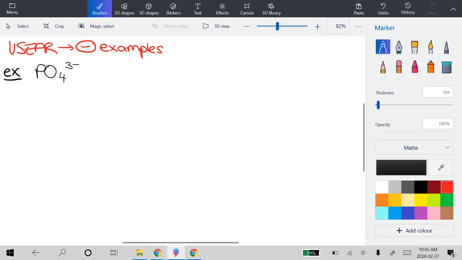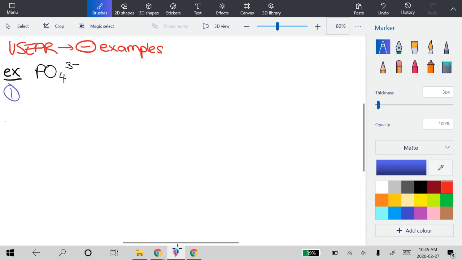So I'm going to do one example for negatively charged molecules. I'll start with the PO4 3 minus, and then I'll do another video with one difficulty level up for a different negatively charged example, just because it can get hectic real fast, so we'll just work you up. Same steps, so don't panic.